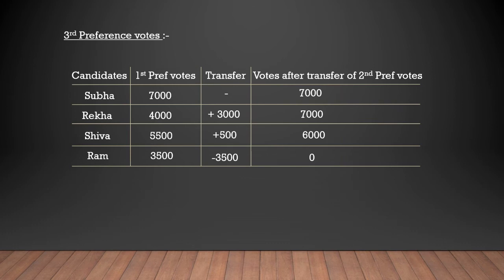Who has secured the lowest number of votes even after the transfer of second preference votes? It is Shiva, who has secured 6,000 votes. These 6,000 votes shall be eliminated and transferred to the third preference of these 6,000 voters.